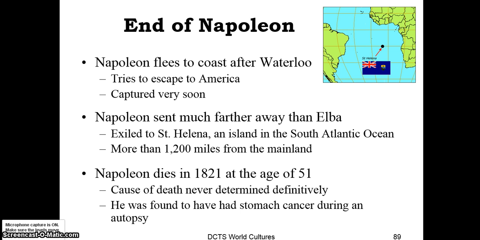He is going to die in 1821 at the age of 51. Cause of death was never determined definitively. However, during an autopsy, there were traces of stomach cancer, and it is said that if the stomach cancer is what killed him, it would have been a very, very painful and slow death. So his last few years would not have been happy ones. They would have been not only embarrassment from the exile, but very physically painful as well from the stomach cancer.